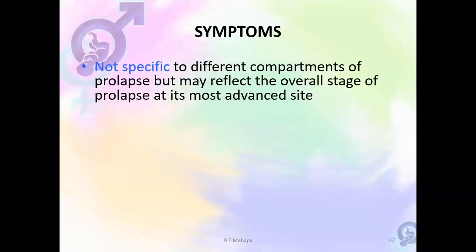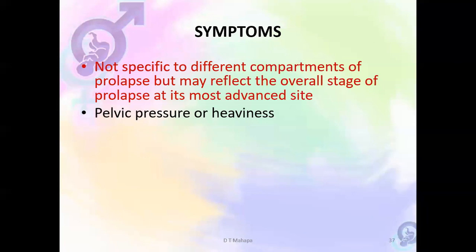But the symptoms are different from any conditions. You can't say from symptomatology, this is a cystocele, this is a rectocele. Symptoms differ from compartment to compartment. One of the commonest symptoms that a woman will complain about is pelvic pressure. You just feel that there's pressure and heaviness in the pelvis. And because sometimes there's no vocabulary, they call it pain, they call it whatever.